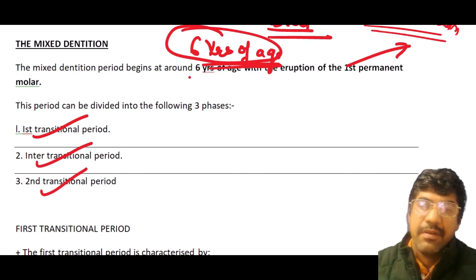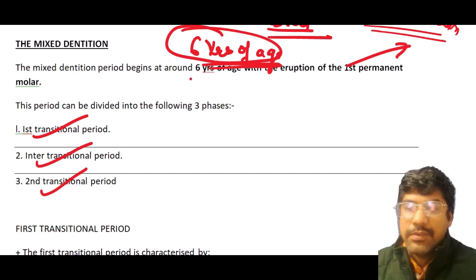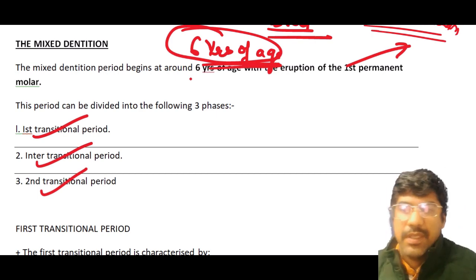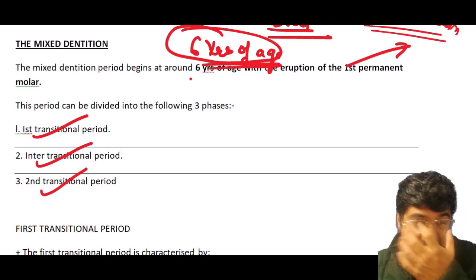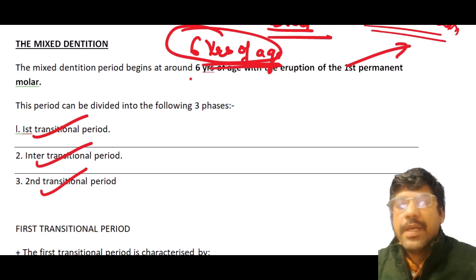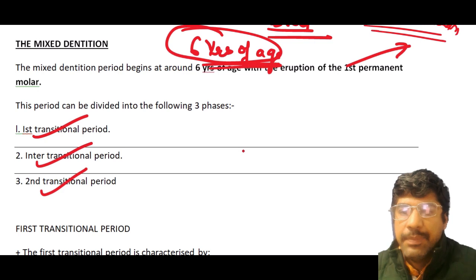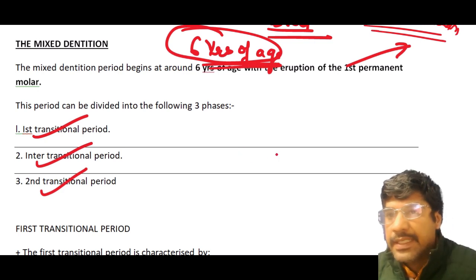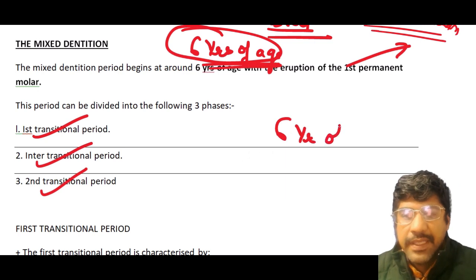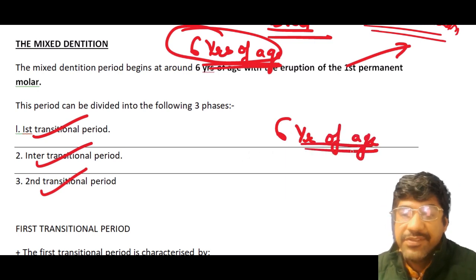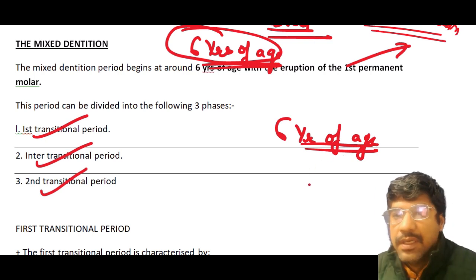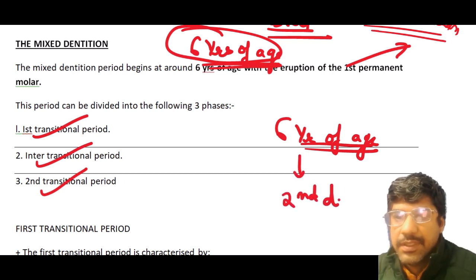The first is the first transitional period. It involves the emergence of the first permanent molars and the exchange of the deciduous incisors for the permanent incisors. The mandibular first molars typically erupt at 6 years of age. Remember, the guidance of the first permanent molar into the dental arch is influenced by the distal surface of the second deciduous molar.